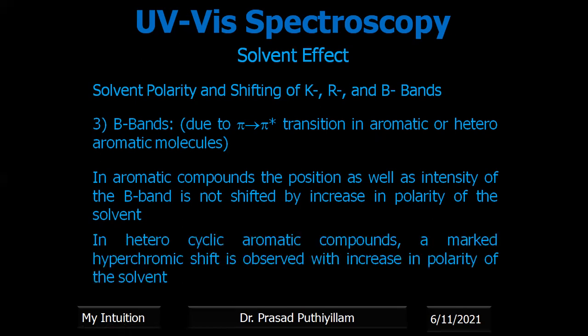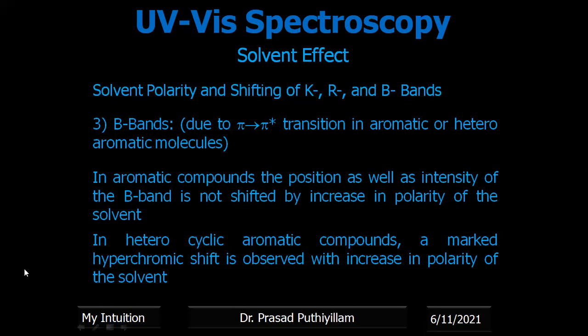Whereas if the aromatic compound contains heteroatom in the cyclic structure, heteroatom means oxygen, nitrogen, sulfur, etc., which is having lone pair of electrons and is more electronegative than carbon, it will be affecting the polarity. Therefore, the polarity of the organic compound changes, and if the solvent is also polar, it will be affecting the shift. Therefore, it shows a marked hyperchromic shift. Hyperchromic shift means intensity increases, the more photons it will be absorbing.